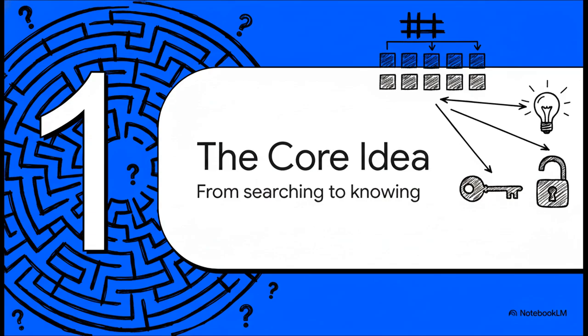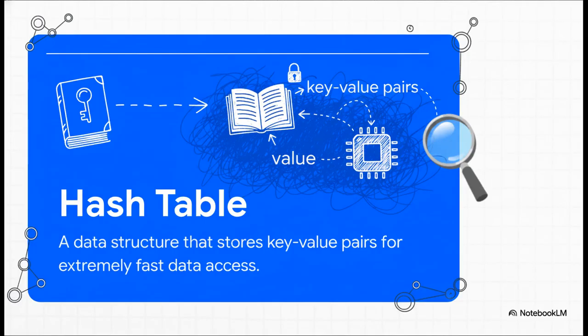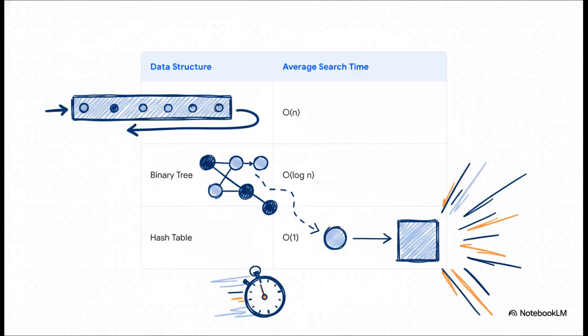The whole goal here is to make a huge shift in how we think. We want to go from slowly searching for data to instantly knowing exactly where it is. The official definition: a hash table is a data structure that stores info in what we call key-value pairs. So, in our library analogy, the book's title is the key, and the book itself is the value. A hash table creates this direct link from that unique key straight to the data, the value that you're trying to find. And this is where the magic really shines, the speed.